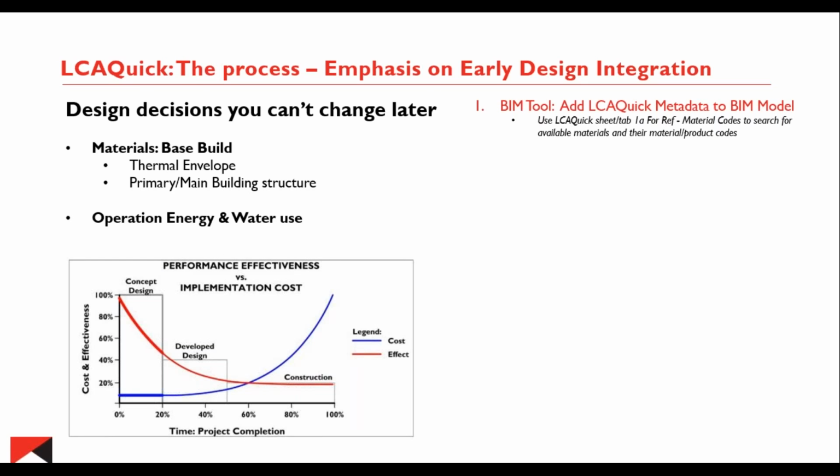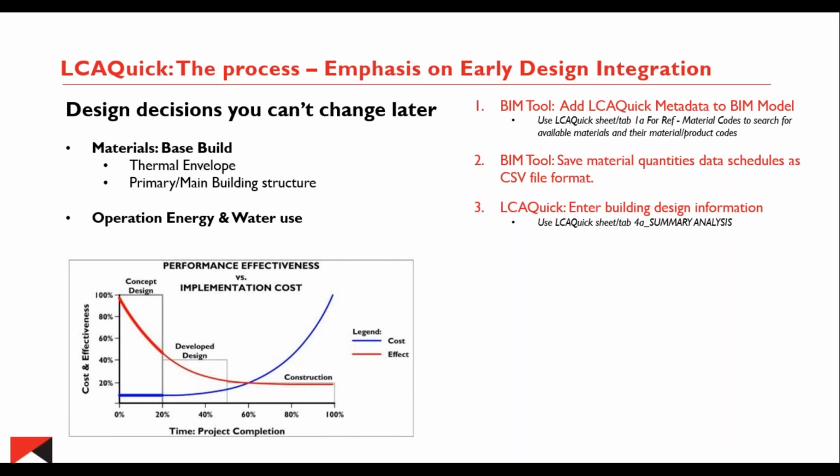In terms of workflows with LCA Quick, the first step you need to do is to add the LCA Quick material metadata to a BIM model. This information is available in LCA Quick, and I'll show you where that is shortly. The second stage of the workflow is to use the BIM model to generate material quantities using built-in schedules and save these as a CSV file format. Thirdly, in LCA Quick, you need to enter in building design information.